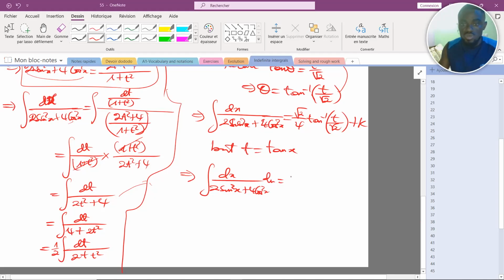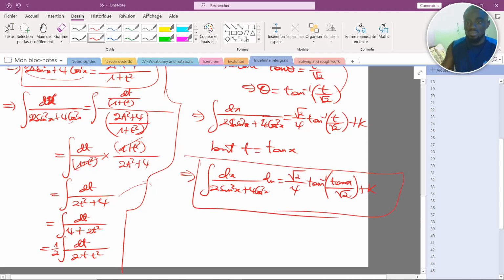So this implies the integral of dx on 2 sine square x plus 4 cos square x will be equal to root 2 on 4 tan inverse of, where I see t, I replace by tan x, tan x on root 2, plus our constant of integration. So that's our integral. You see that it's very simple.